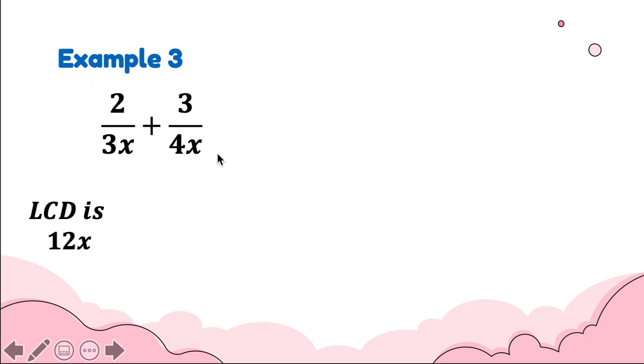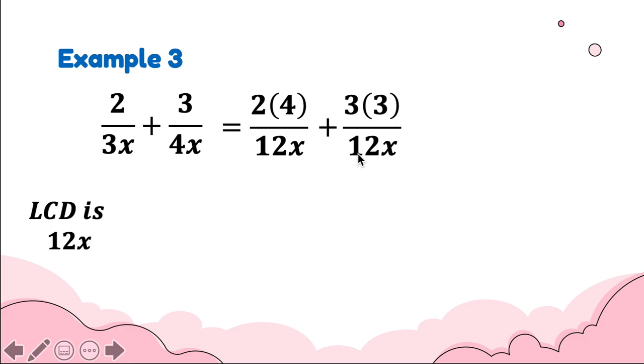And then after that, we have to rewrite this using the LCD as our new denominator. So that will now be 12x. Again, write first the LCD, and after that, work on your numerator. How are you going to simplify it? Divide 12x by the first denominator. 12x divided by 3x, the answer is 4. And then you multiply it to the numerator. That's why it is 2 times 4.